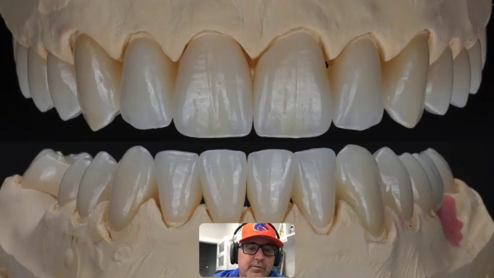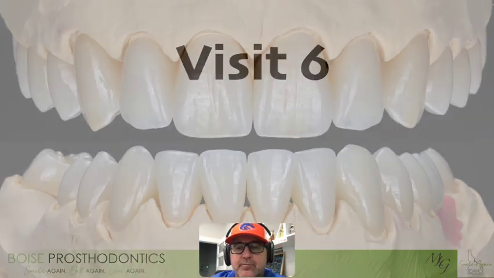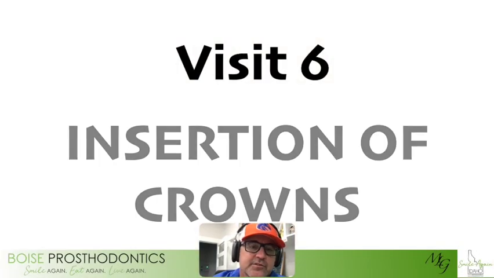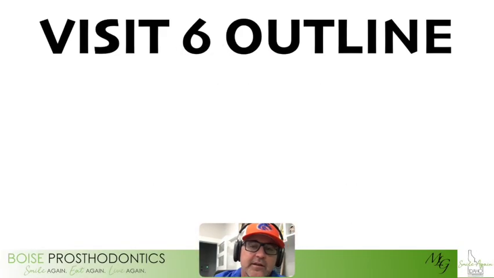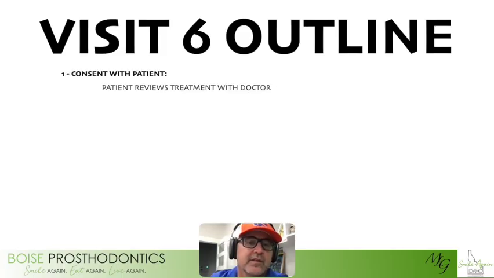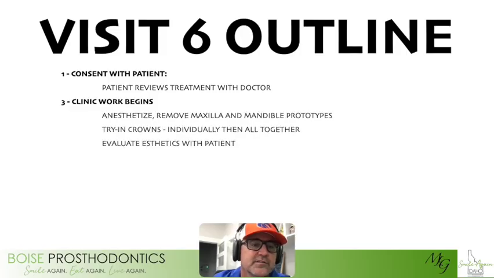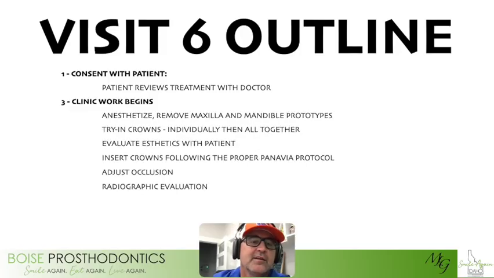So here they are. They're ready to go in. We call this visit 6. It's the insertion of the crowns, quick outline of it. Again, we go over consent with the patient, explain what's going on. They verbally say, yes, let's go. Then we do the clinical work. This is just the basic steps of doing that. Each step is ensuring that everything fits perfectly. We don't just go throw them all in at one time.